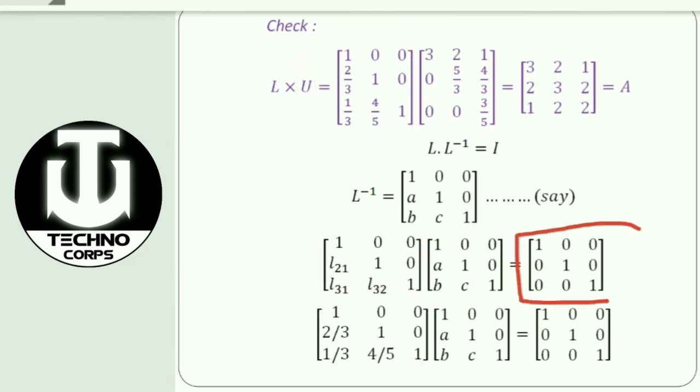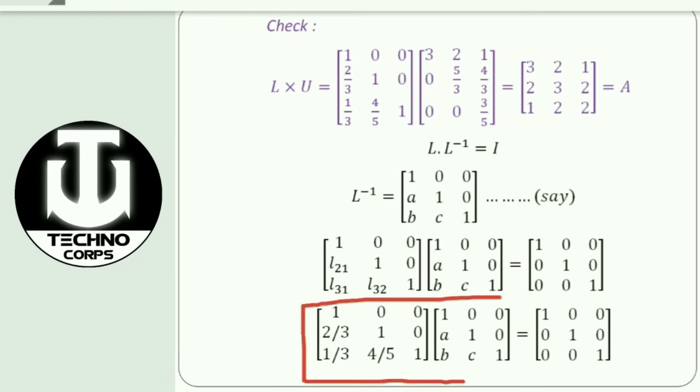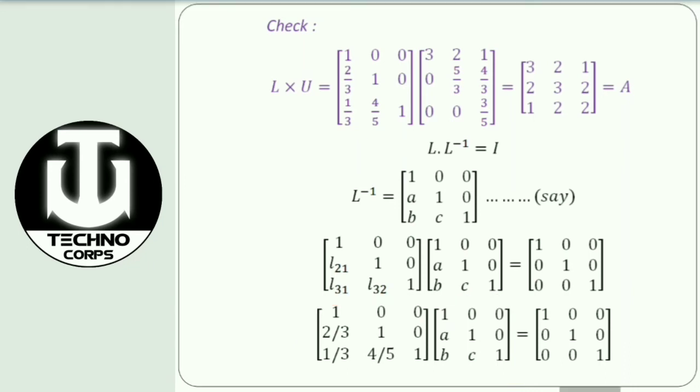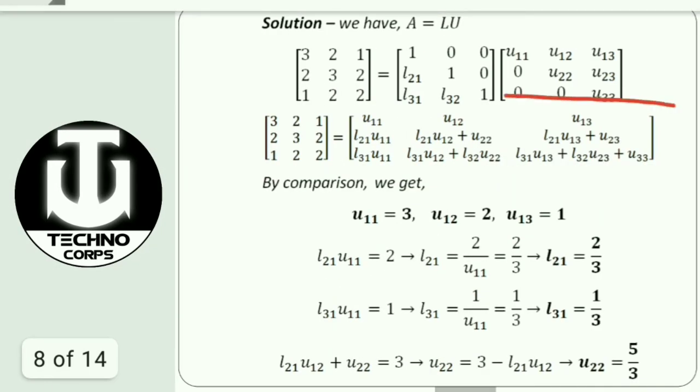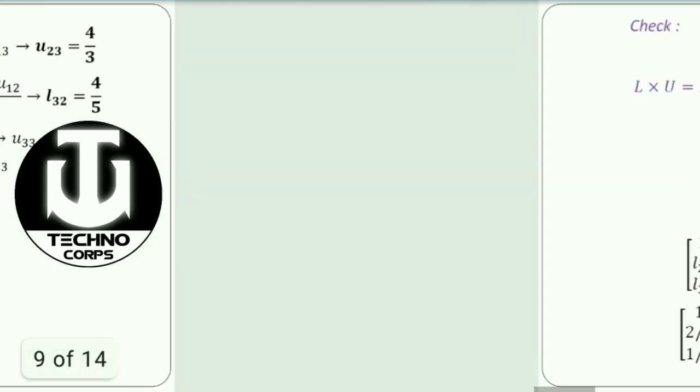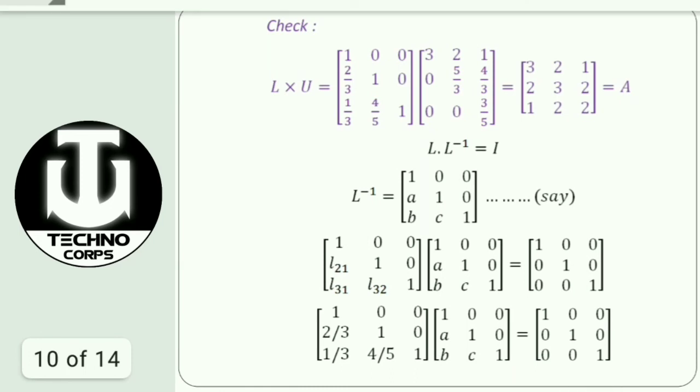Now what is I? We know that it is the identity matrix. As we have solved for the L matrix, we will take the product of these two matrices. When you go for the product, you will get some equations in terms of A, B and C, as we got here. Then by comparing each of the elements with this, you will get your answer.